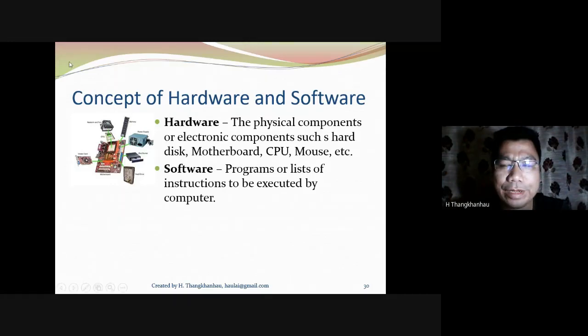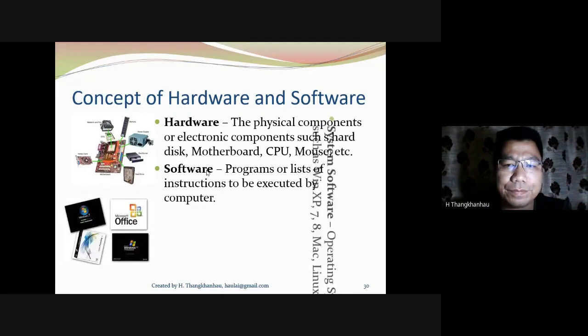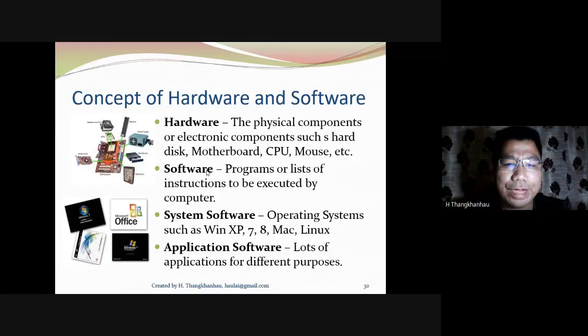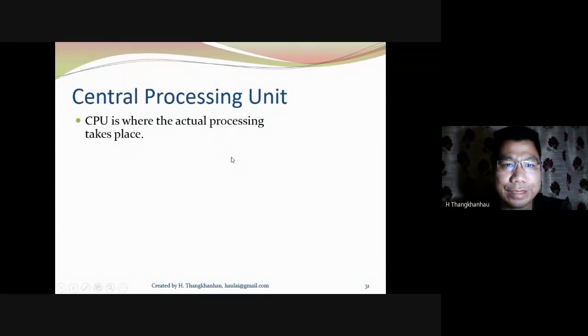And software is the program or list of instructions to be executed by the computers, okay? So hardware is performing things based on the software. So they are together and cannot be separated. And in software, we have system software, which are operating systems like Windows 7, Windows 10, etc., Mac, Linux, etc. We also have application software. So software can be divided into two: system software and application software. We can even divide into more than two, like utility software, etc., which we'll study in the next slide.